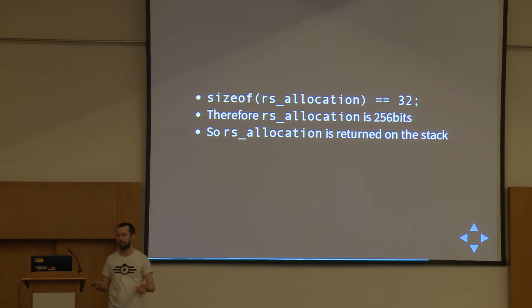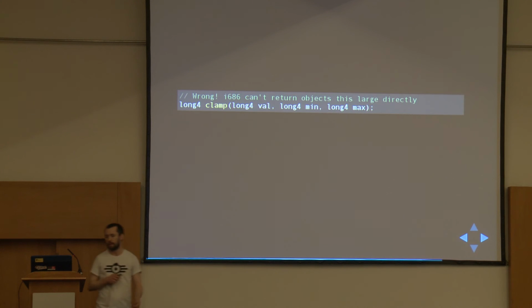So the allocations, the primary data unit of RenderScript, are 32 bytes. Therefore, we've got a 256-bit value for the allocation. And because x86 requires all values to be passed in memory when they're larger than the largest register pair, they need to be returned on the stack. ARMv7 doesn't have this limitation. So essentially what we need to do is insert what's equivalent to a this pointer or a struct return pointer as the first argument.